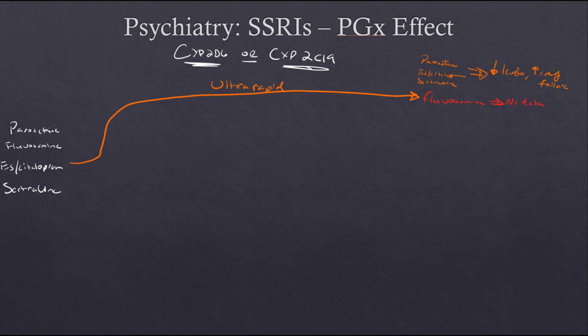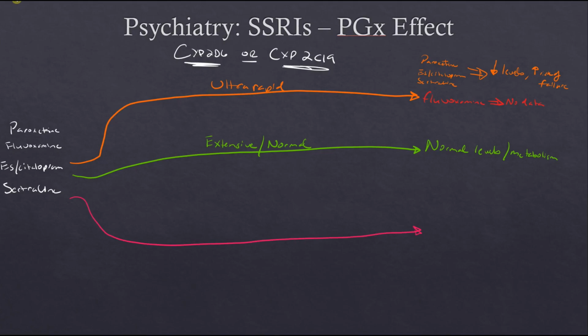So to date, we have no recommendations or any data suggesting a pharmacogenetic effect of ultra-rapid metabolizers on fluvoxamine. Next, let's look at extensive metabolizers. And for all of these drugs, if you're an extensive or a normal phenotype at CYP2D6 or 2C19, depending on the drug we're talking about, you're going to have normal levels and normal metabolism. Now, what about intermediate metabolism? And with intermediate metabolism, you're going to have increased levels because your enzymes aren't metabolizing the drugs as rapidly, and therefore you may have an increased risk of side effects.